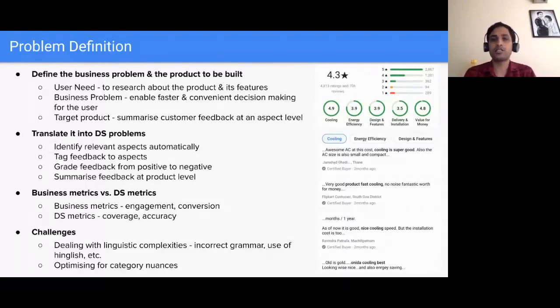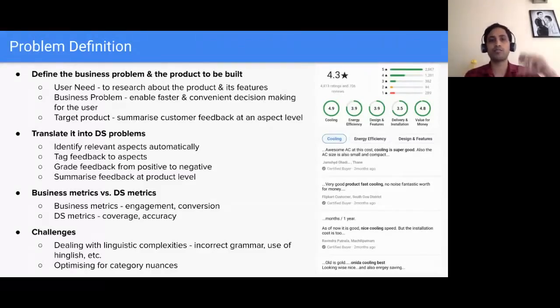Third is sentiment analysis at a high level. Now we have reviews organized across these aspects, how do we classify them into positive versus negative? And the fourth is how do we summarize all of this? Let's say there are 100 reviews against energy efficiency. 50 of them are talking positively, 50 of them negatively. How do we summarize it as a rating or whatever way possible? That's based on the experience that you design for the user.